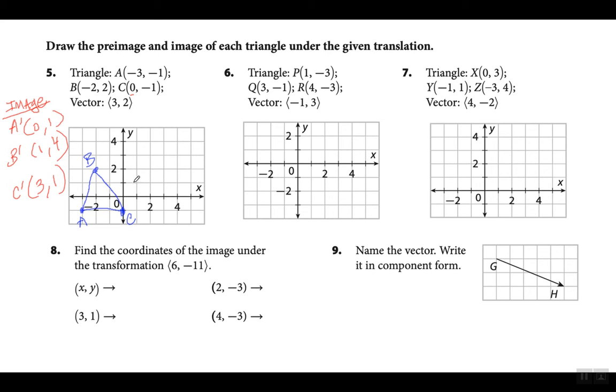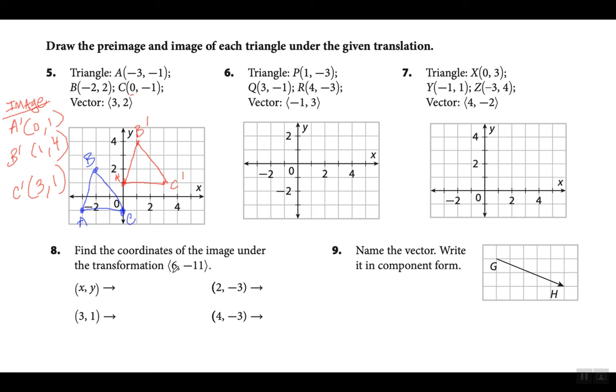Alright, so now I graph those new points. A prime is at 0, comma 1. B prime is at 1, comma 4. And C prime is at 3, comma 1. I'm not going to do these because they're all the same thing. I will display the answer in a second, but I'm not going to do these.